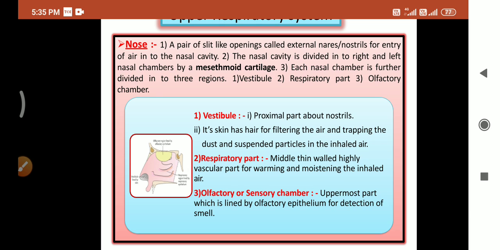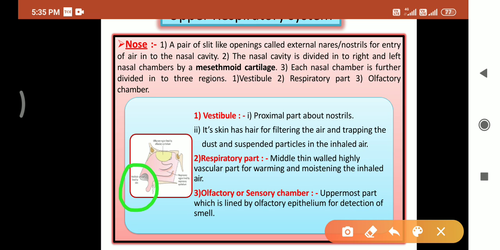First of all, we will talk about the vestibule. It is the proximal part next to the nostril. In this picture, this is the proximal part, just at the entry, where you can breathe. Here is the vestibular part, which is for respiration. What is the importance of this part? Its skin has hair. Why is hair present here? It filters the air, trapping dust and suspended particles in the inhaled air. So this is a very important term, and this is why it is present.